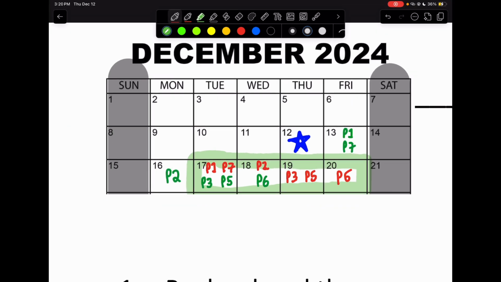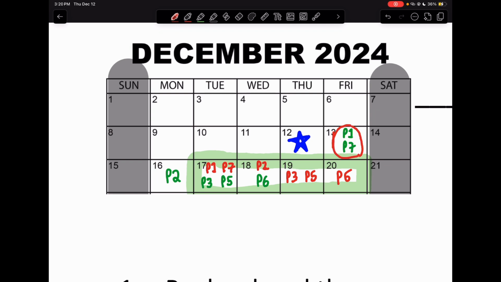What that means is first period and seventh period, you are starting tomorrow on Friday the 13th. Friday the 13th, spooky. And you are going to be finishing on Tuesday the 17th. Second period, you're starting on Monday the 16th and finishing on Wednesday the 18th. Third and fifth period, you are both starting on Tuesday, finishing on Thursday. Sixth period, you're starting on Wednesday, finishing on Friday.